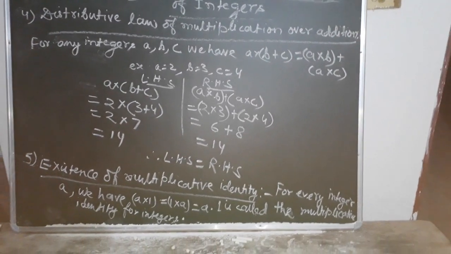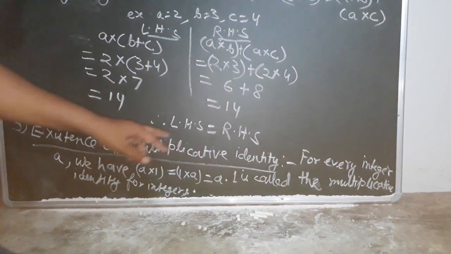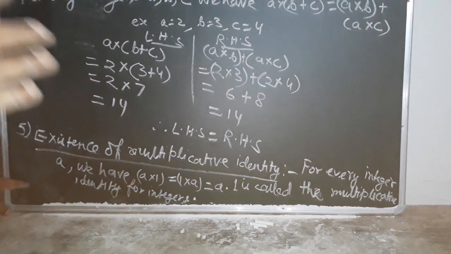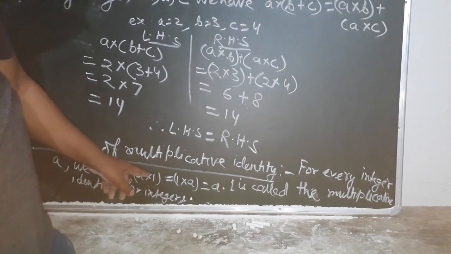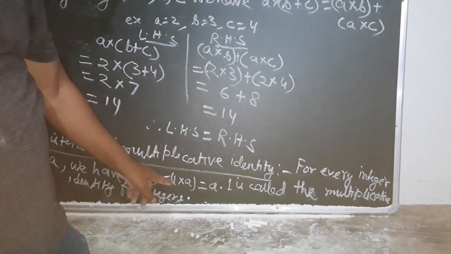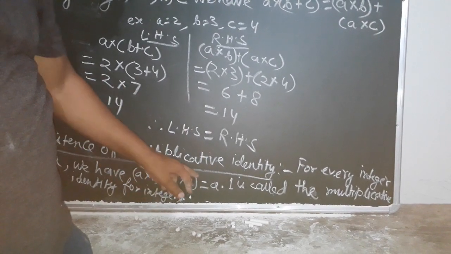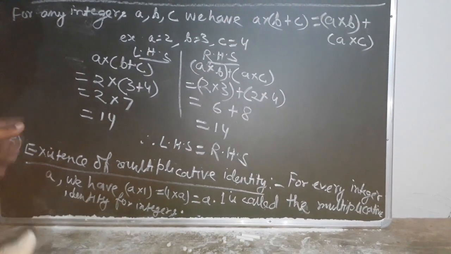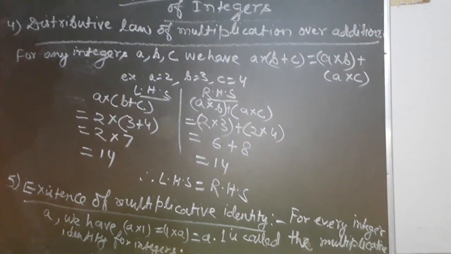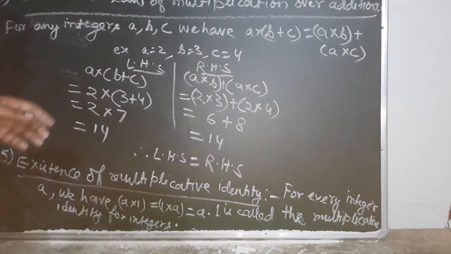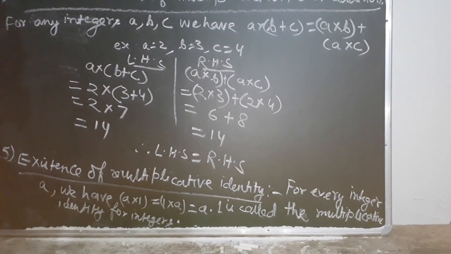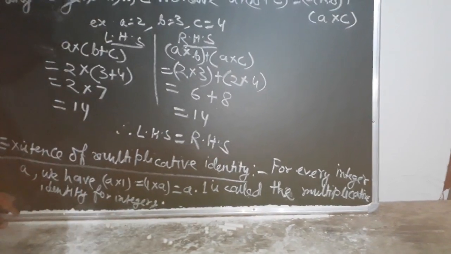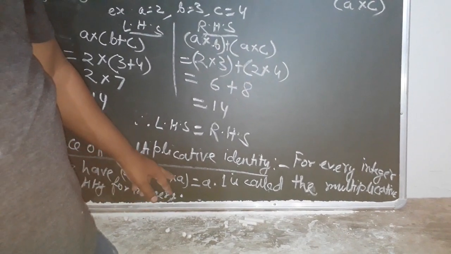Fifth law, existence of multiplicative identity for every integer a. For every integer a, we have a multiplied by 1 is equal to 1 multiplied by a, that is equal to a. It means that any integer which is multiplied by 1, the product will be the integer itself. So 1 is called the multiplicative identity for integers.